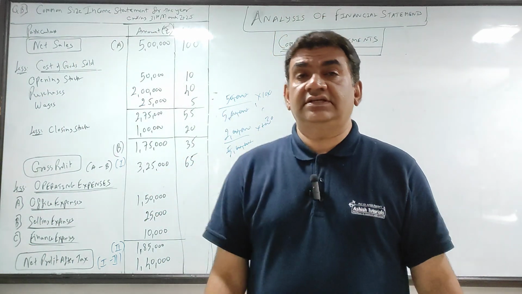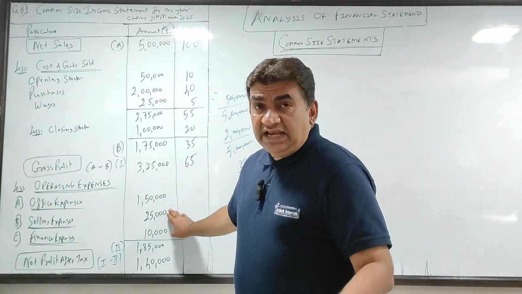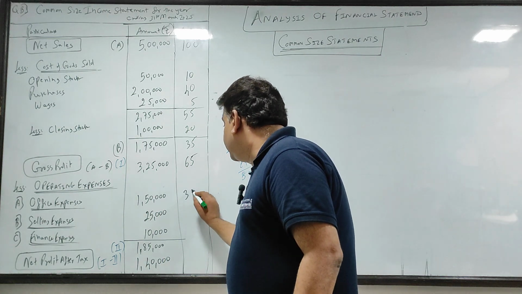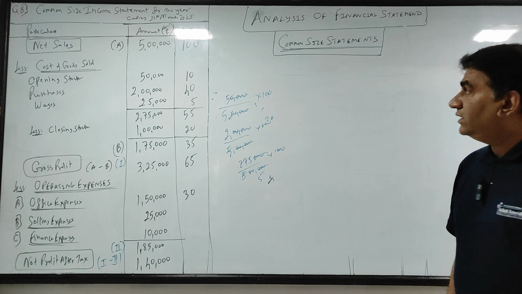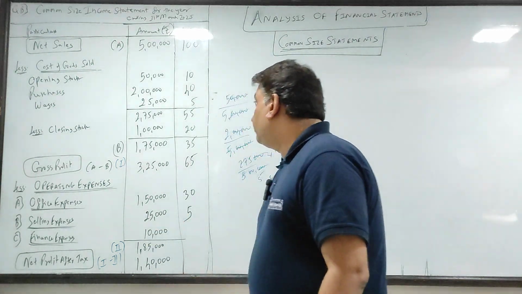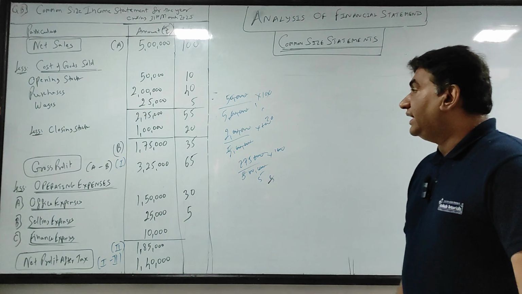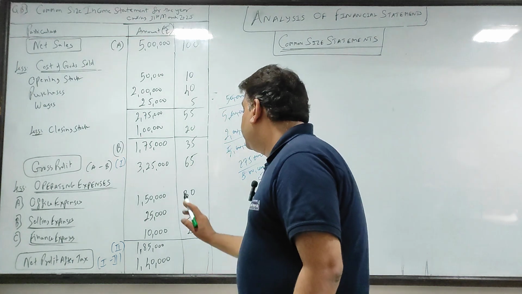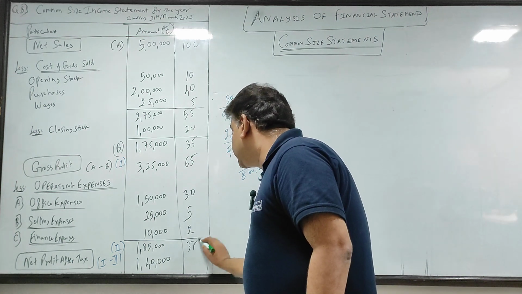the calculators. Next, office expenses. 1,50,000 divided by 5 lakh into 100. 5 3s are 15, so 30,000. 25,000 divided by 5 lakh into 100, so 5. 10,000 divided by 5 lakh into 100. 5 2s are 10, so this will be 2. And 185, so 35 and 2 is 37. Cross check it.